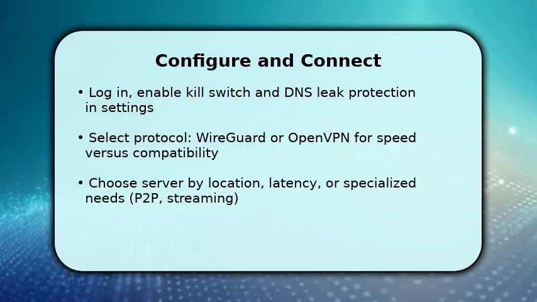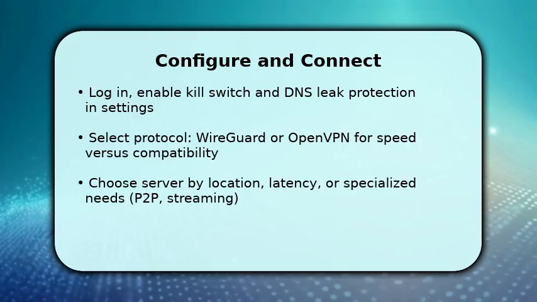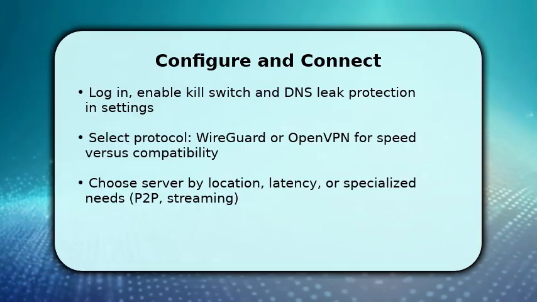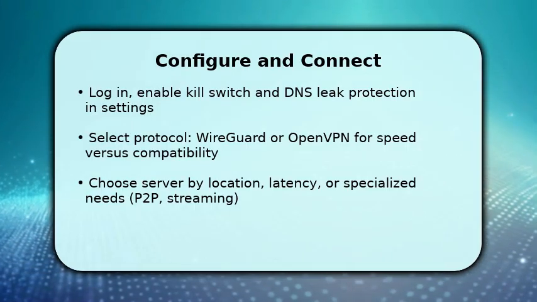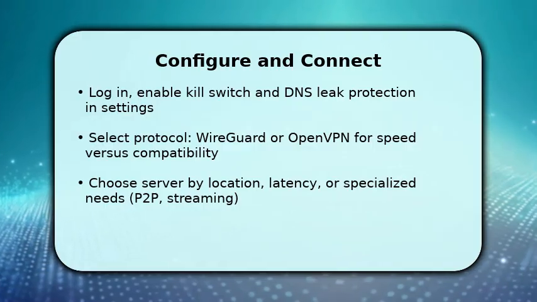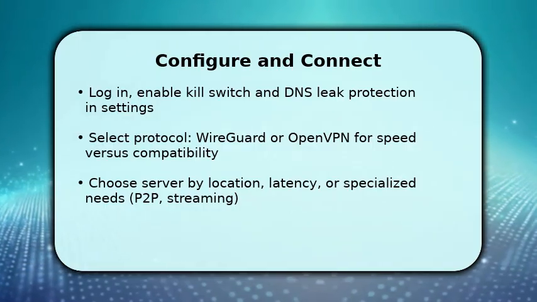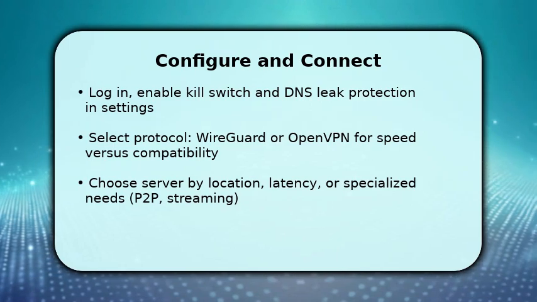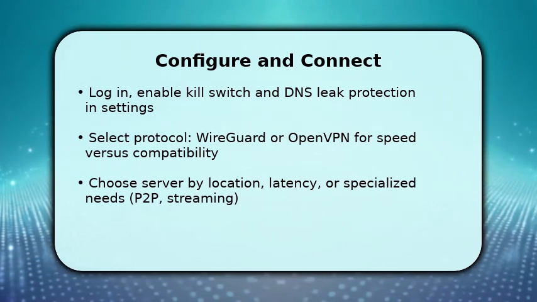Make that choice based on your needs. Then pick a server by location or latency. If you need torrenting or streaming, use servers labeled for P2P or optimized streaming. Finally, click Connect and watch the client confirm an encrypted tunnel.